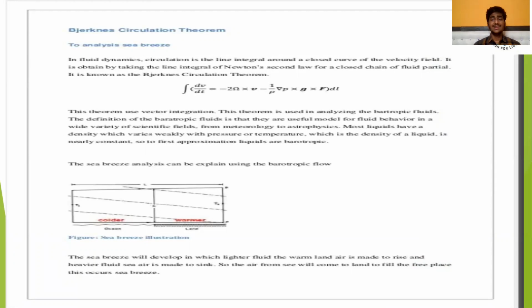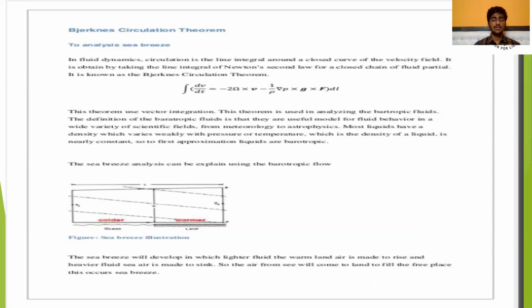This theorem is used in analyzing barotropic fluids. Barotropic fluids are useful models of fluid behavior in a wide variety of scientific fields, from meteorology to astrophysics. Most liquids have a density which varies weakly with pressure or temperature, which is to say the density of a liquid is nearly constant. So to first approximation, liquids are barotropic. The sea breeze analysis can be explained using a barotropic flow.